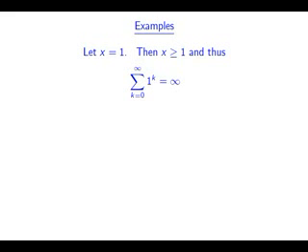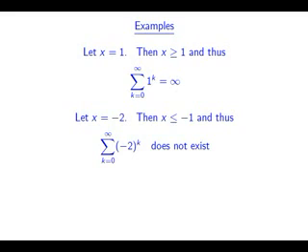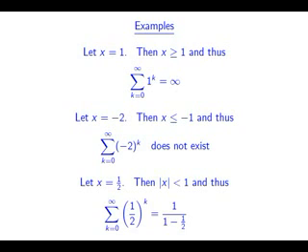Back in our examples, we get the following results. If x equals 1, then we have the case where x is greater or equal to 1, and thus the limit of this geometric series is infinity. For x equal to minus 2, clearly x is less or equal to minus 1, and therefore the limit of this geometric series does not exist. Finally, for x equal to a half, the absolute value of x is less than 1, and hence this geometric series converges, and it converges to the limit 1 over 1 minus a half, which turns out to be 2.